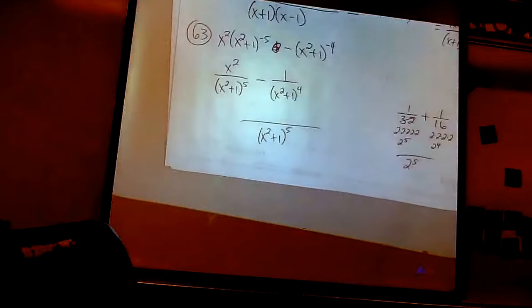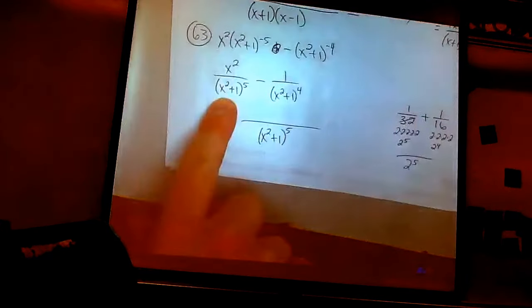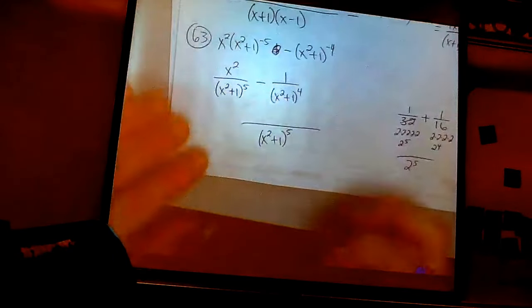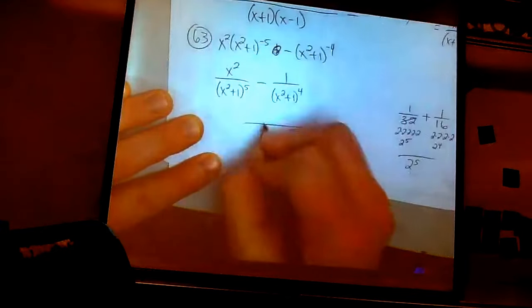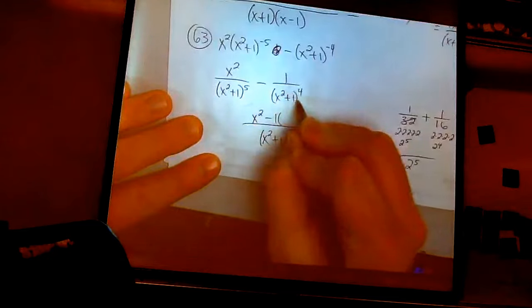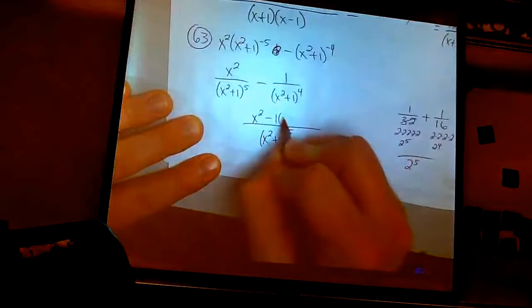So if you have repeated factors, you just need the highest power of them. Like this has 5 of these, this has 4 of these, just use the biggest one. So then the top of this one just stays the same. And this is going to get multiplied by x squared plus 1.